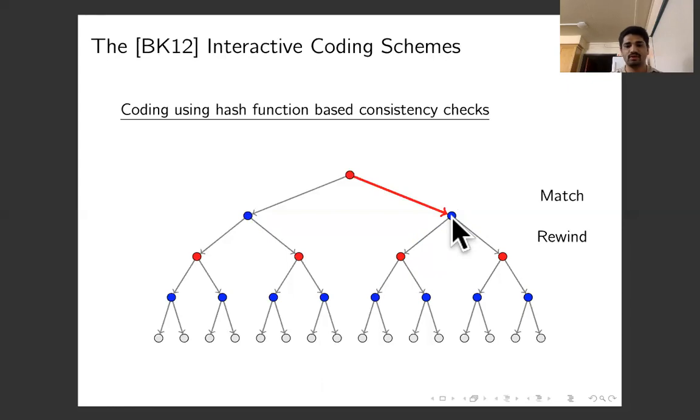This time, maybe there were no corruptions. So this time, both of them chase the same path and the hashes match. They go on, keep chasing the correct path. The hashes again match. And eventually, they reach the correct leaf and output it. So this is the BK12 interactive coding scheme. And observe that all we really used from the hash functions was that as soon as you have 2 transcripts that are different, then the hash functions can detect this disagreement with high probability.